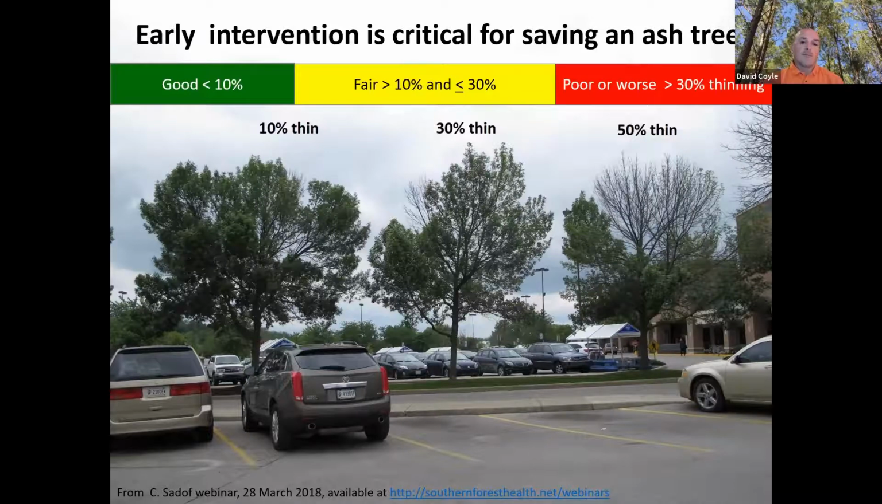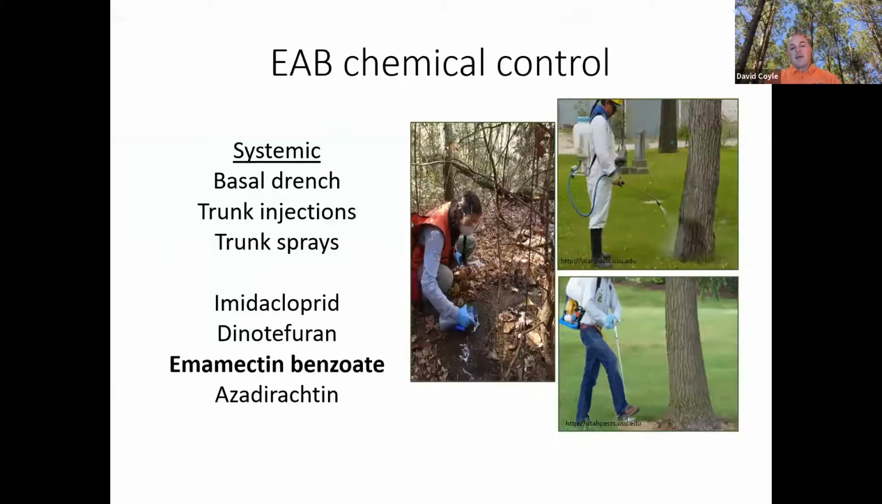We sort of measure based on crown loss. If you have less than 10% crown loss, you've got a really good chance of saving that tree. If you've got between 10 and 30% crown loss, it's a little lower of a chance, but it's still probably pretty decent. And if you've got a tree that's already over 30% thinning in the crown, I mean, never say never, but your odds are not good for saving that one, if we're being honest.